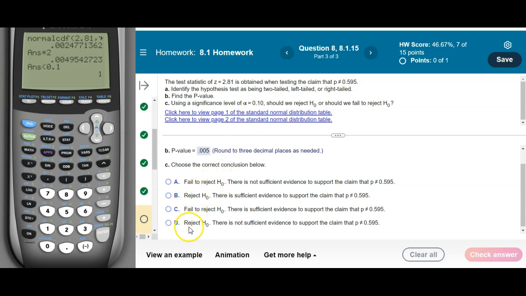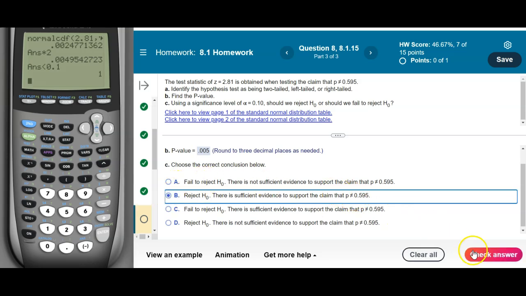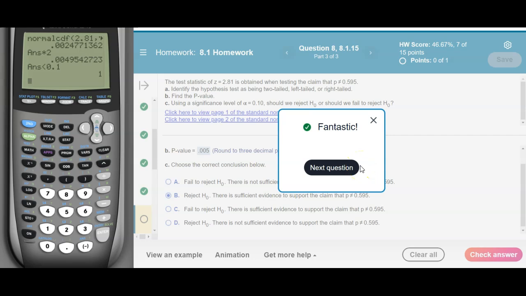When we reject, again, it's going to be B or D. When we reject, it's because there is sufficient evidence to support the alternate hypothesis. So that's going to be option B. So that's how we do a two-tailed p-value.